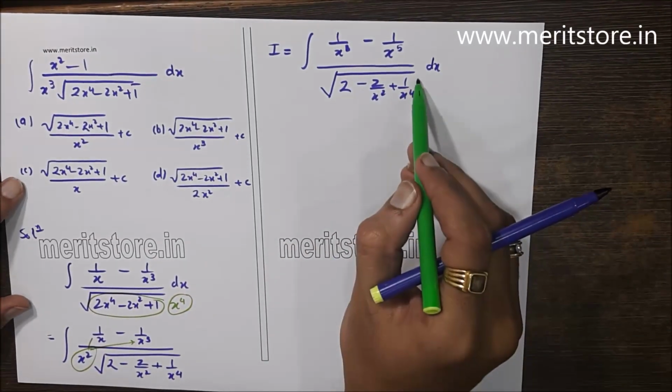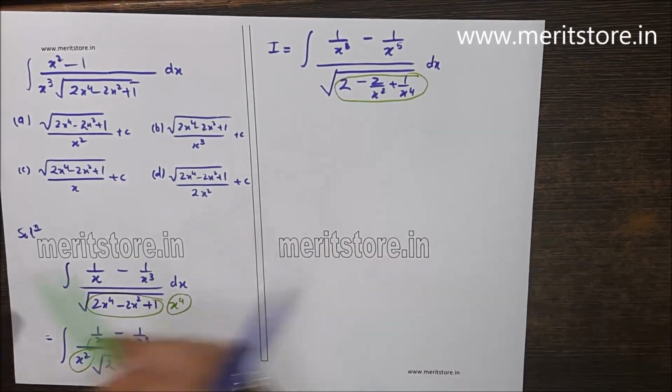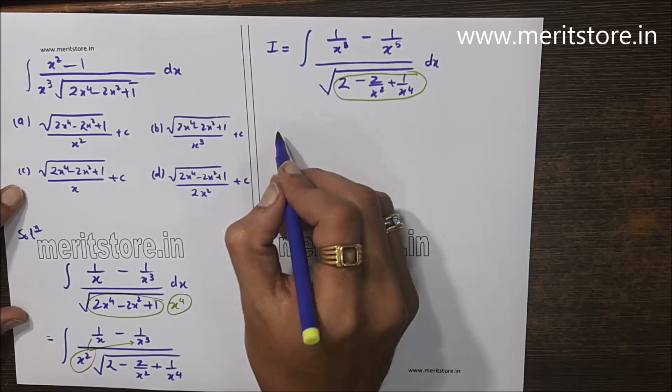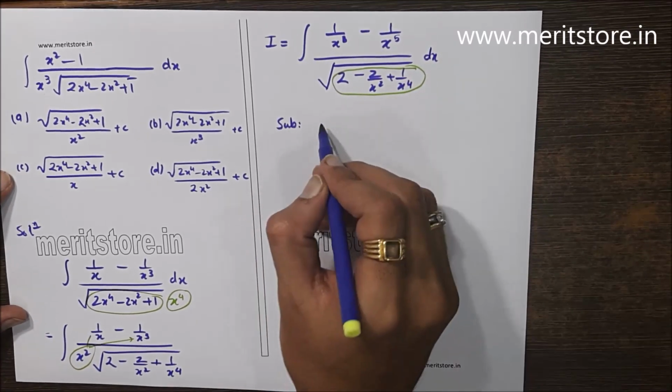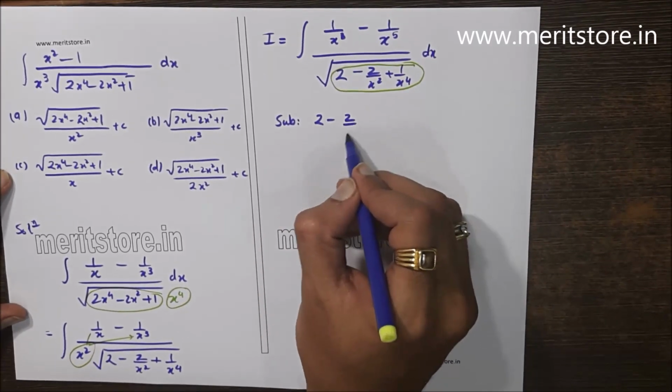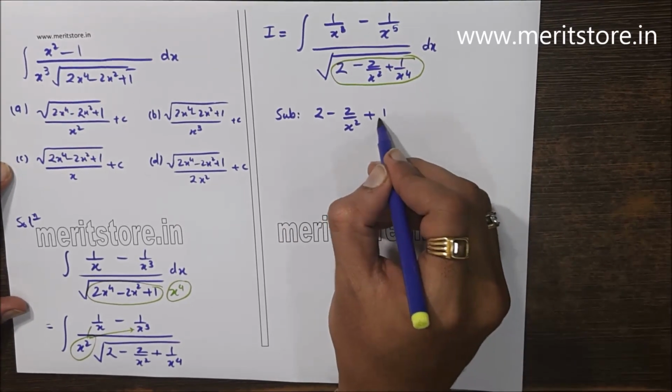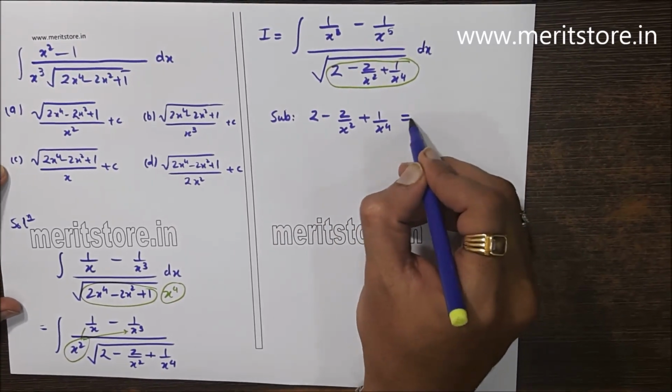Now I'm going to substitute this term in the denominator as t. Substitute 2 minus 2 upon x square plus 1 upon x raised to 4 equal to t.